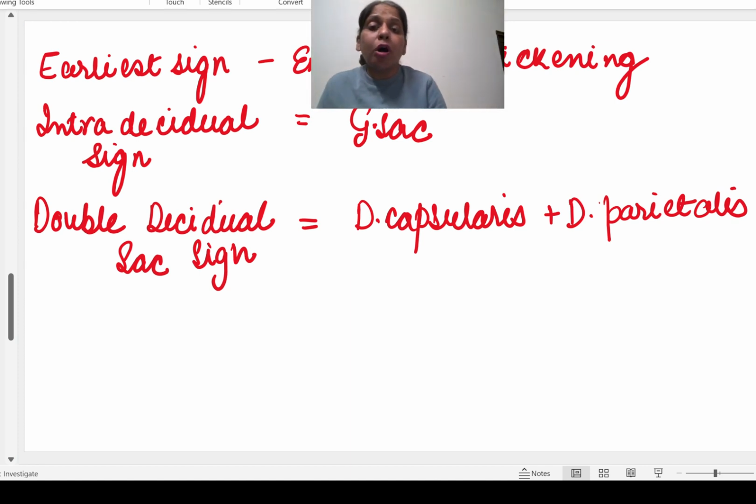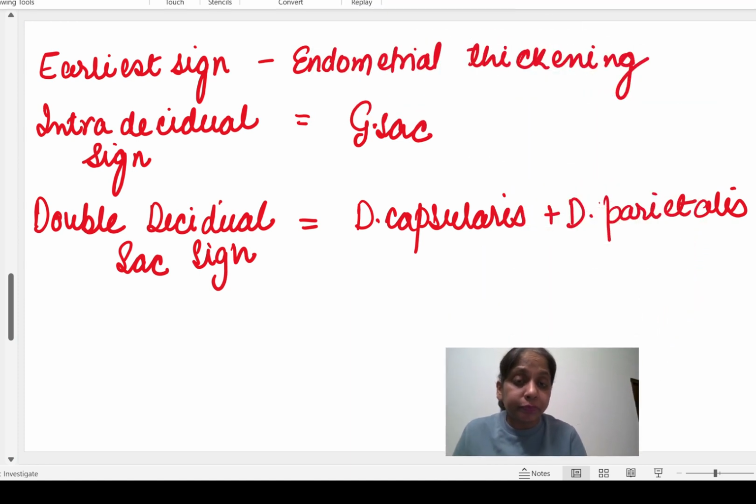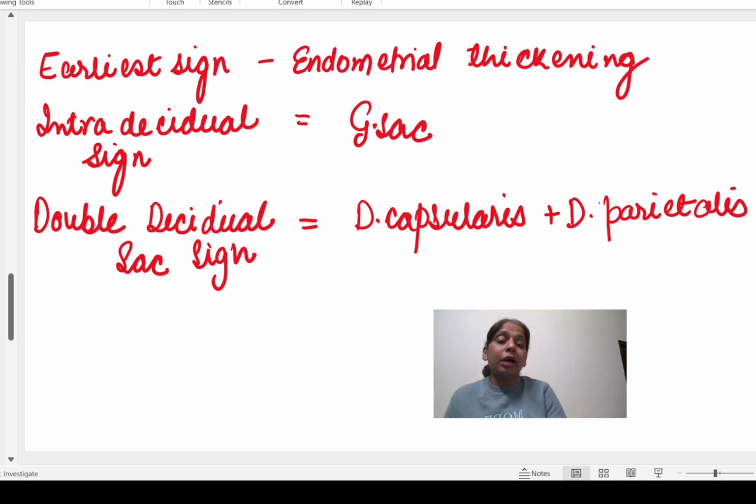What are the signs of pregnancy on ultrasound? Here I would like to tell you the earliest sign of pregnancy on ultrasound is endometrial thickening. The intradecidual sign in the case of pregnancy is nothing but the gestational sac. Intradecidual means within the decidua there is a gestational sac like this. The gestational sac is known as the intradecidual sign.